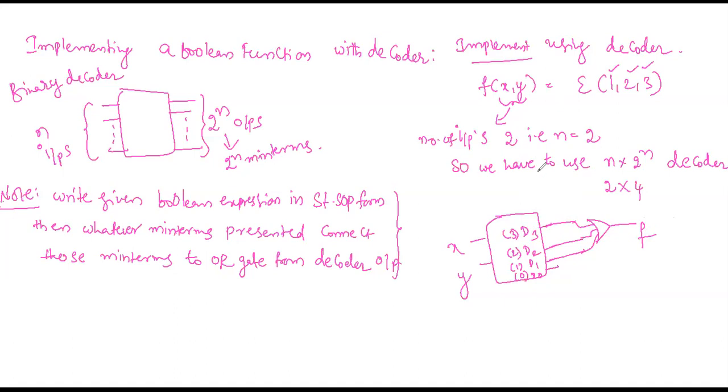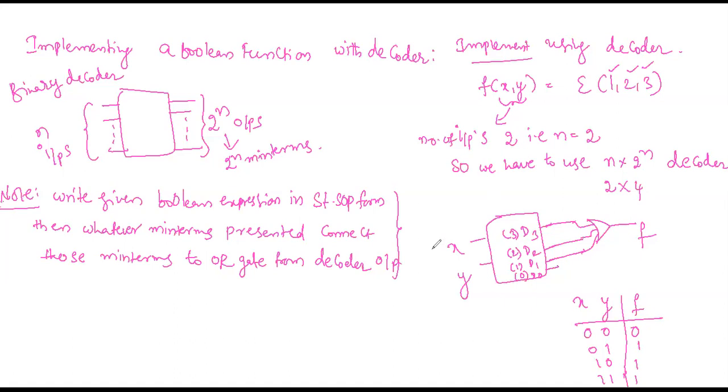Now you can check the output also. X, Y, F. Wherever the minterm is presented, the output is 1. For 1, 2, 3 the output is 1. This is the truth table of the given logic function.